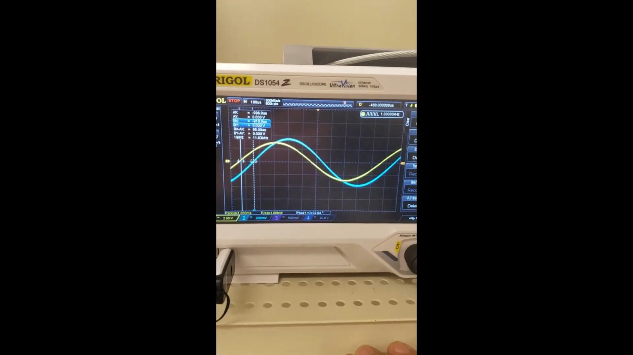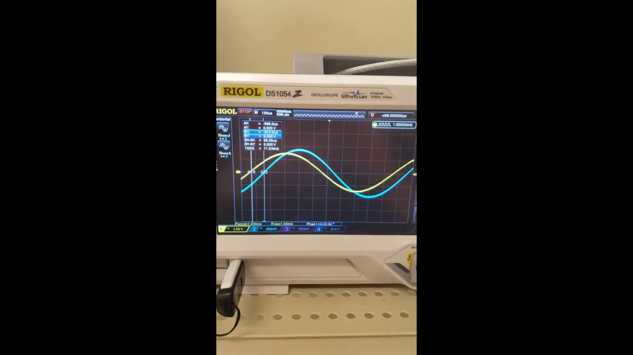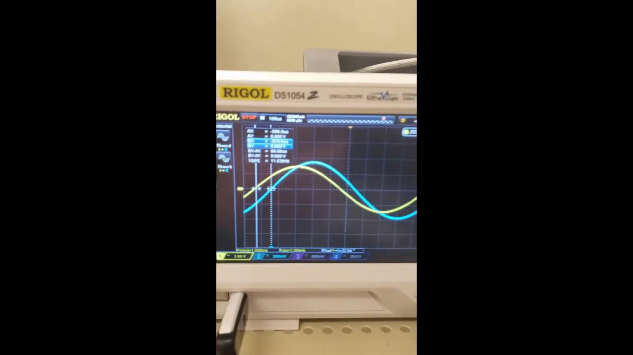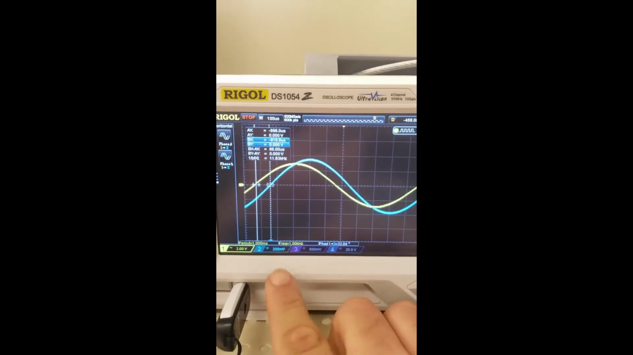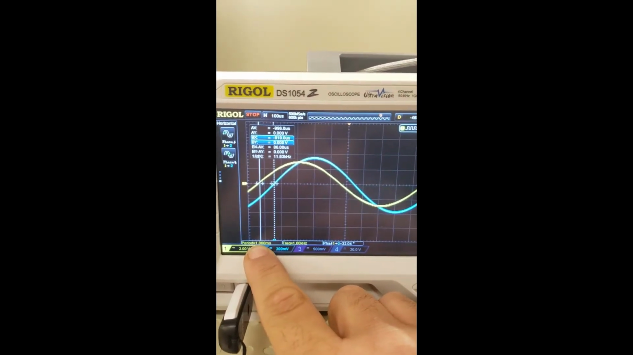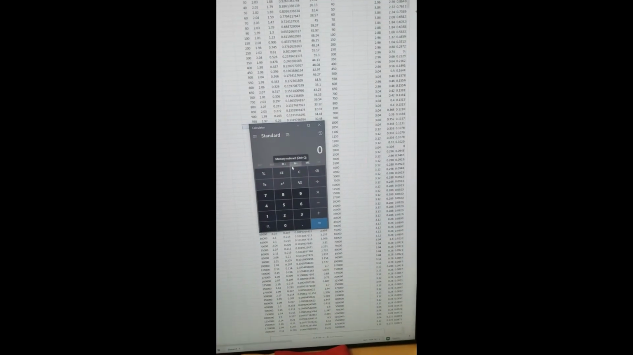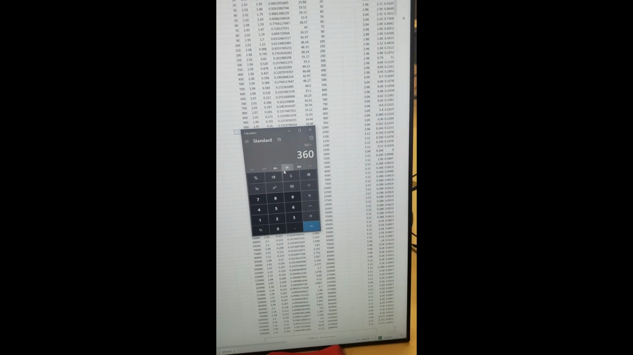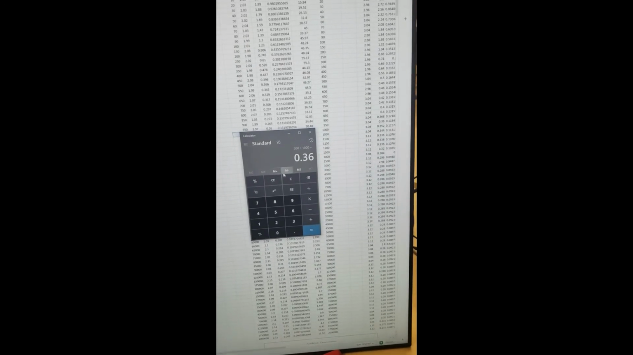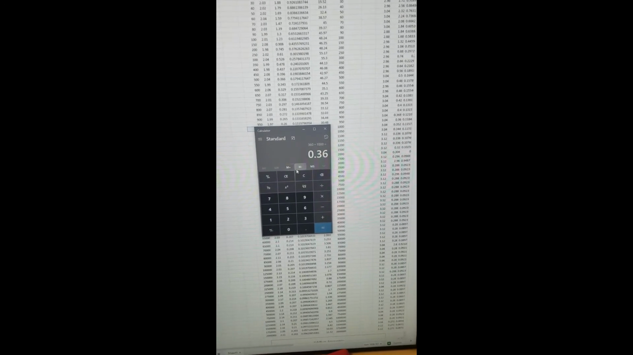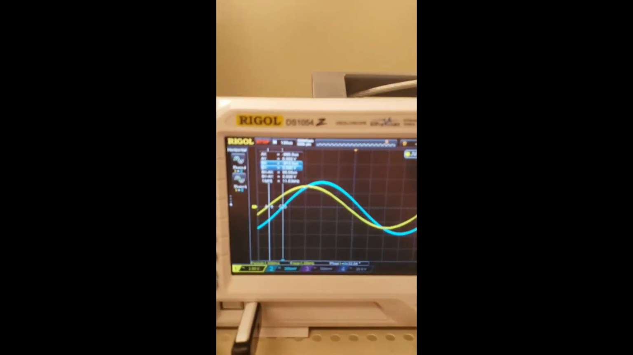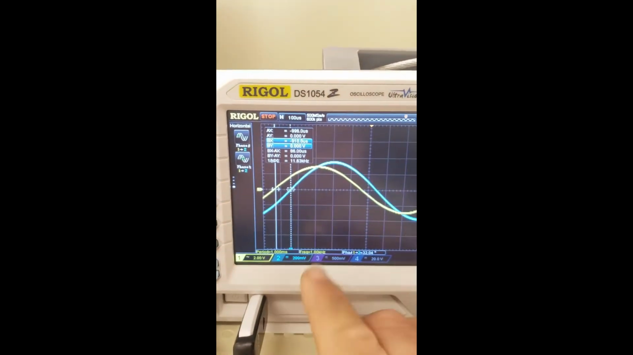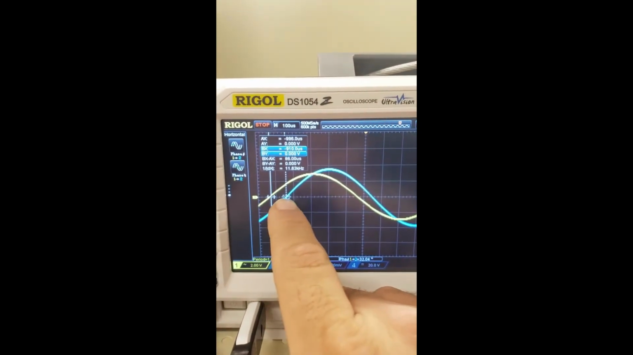To determine what the phase angle is, we take 360 degrees and divide it by our period, shown here as 1 millisecond. To do this, we can come into our calculator and take 360, divide that by 1000 to give us 0.36.